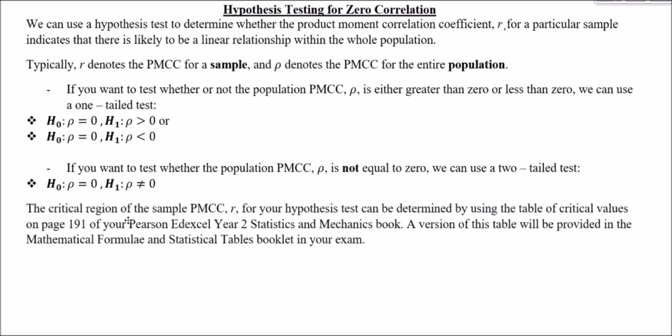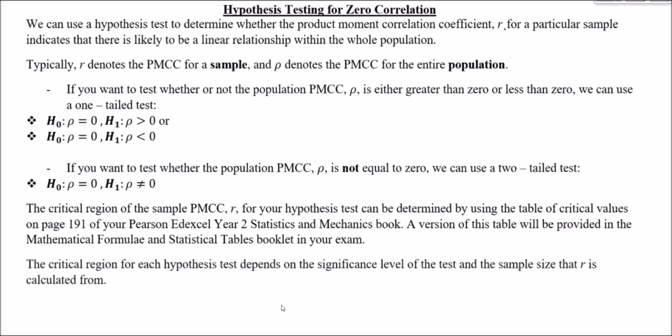The critical region of the sample PMCC, R, for your hypothesis test can be determined by using the table of critical values on page 191 of your lovely Pearson Edexcel Year 2 Stats and Mechanics book, which you should all have. However, a version of this table will also be provided for you in the Mathematical Formulae and Statistical Tables booklet in your exam. So you'll always have access to that in your exam. Do not ever be thinking you need to memorize these tables. You don't need to be doing that. They'll always be given to you.